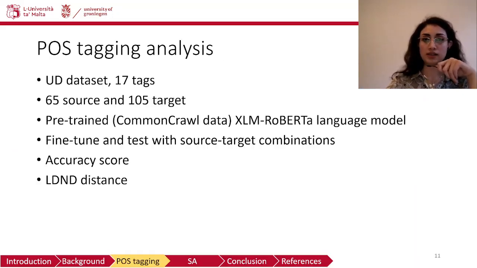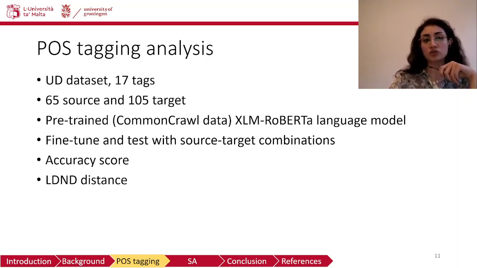For the POS tagging task that we consider and analyze in this study, we actually use the results of the experiments of the work that I just talked about. They use the Universal Dependencies dataset, which has 17 tags for different POS tags, and they have 65 source languages and 105 target languages. They use the pre-trained XLM-RoBERTa language model, pre-trained on Common Crawl data. They fine-tune this language model with different source languages, and then test it with different target languages.